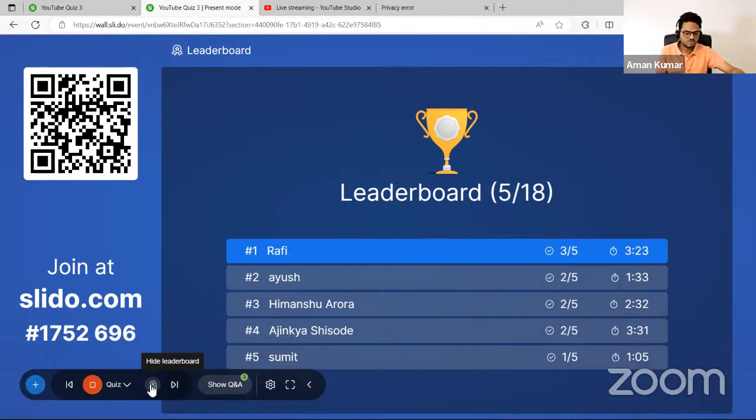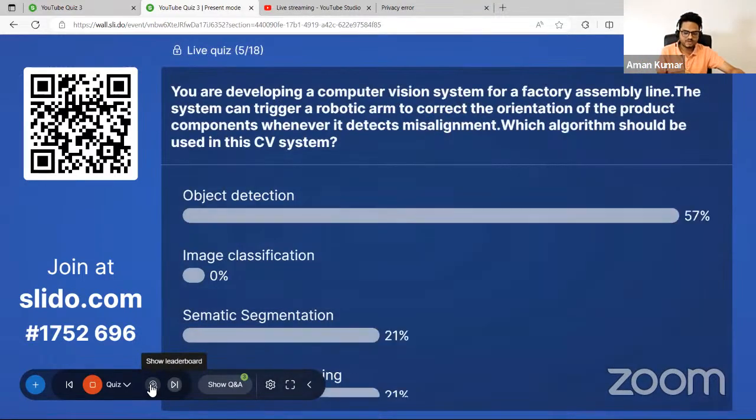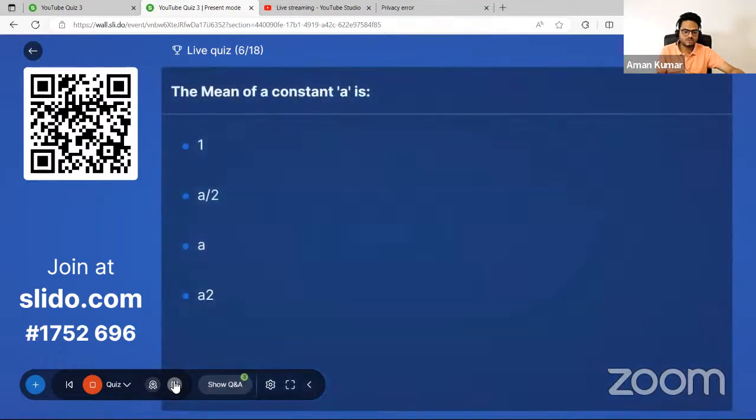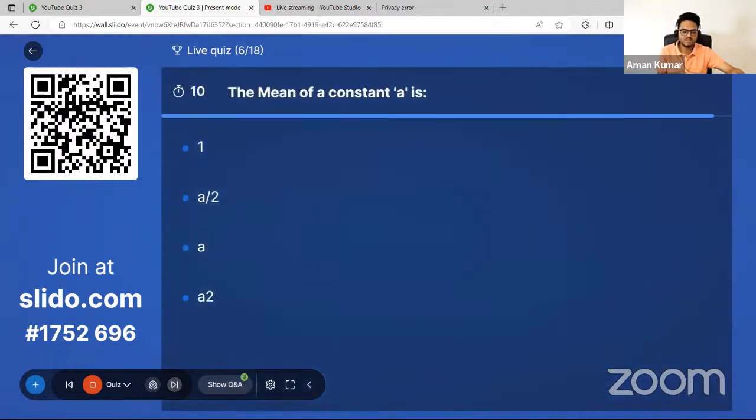So hide the leaderboard, and as I told you, the right answer for this is semantic segmentation. Now let's move ahead to the next one, and very little time in these. Ten seconds only.